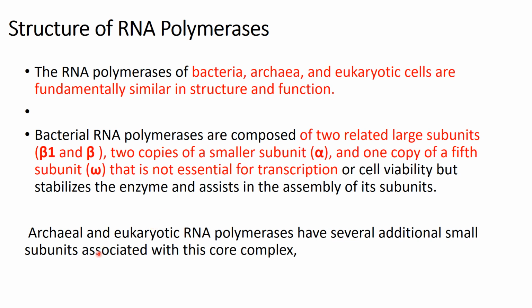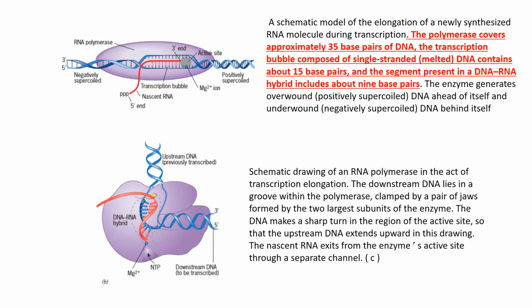And eukaryotic RNA polymerase has several additional smaller subunits associated with this core complex. This alpha beta is the core complex. Like in this diagram we see RNA polymerase, it covers approximately 35 base pairs of DNA. And yesterday we studied that the transcription bubble is of the size of 14 to 15 base pairs, and the DNA-RNA hybrid is about 8 to 9 base pairs.